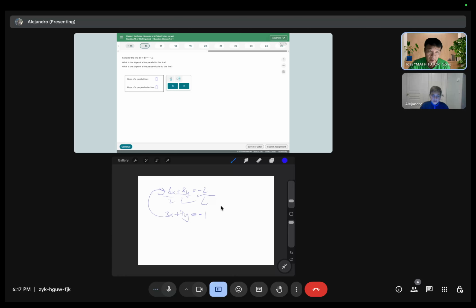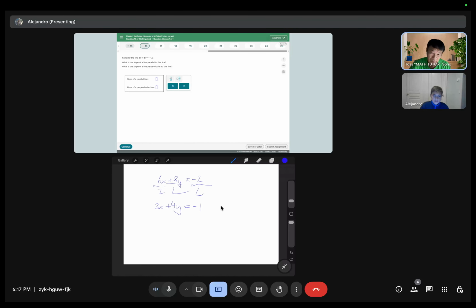Is that okay? If you were to graph it or whatever you want to do with it, it's literally the same equation. So that's why you want to do that if you can, even mentally. So then you solve for y. Subtract both sides by 3x.